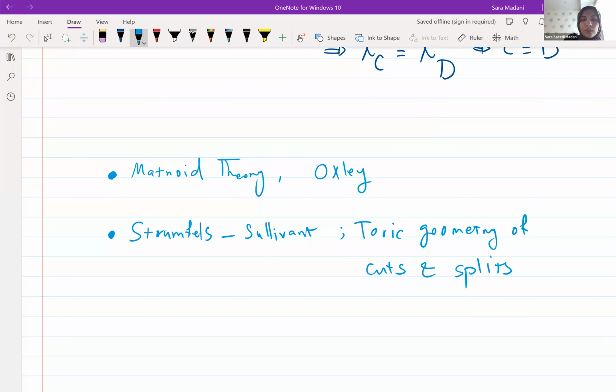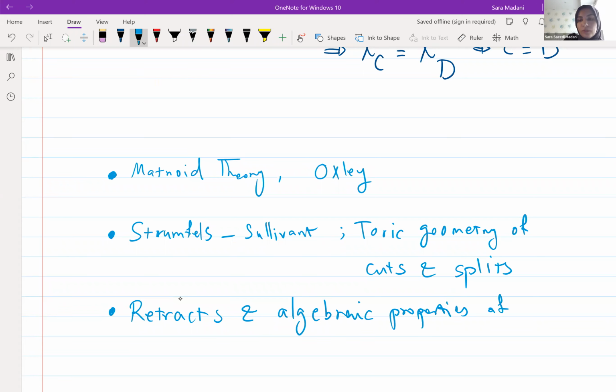This is one paper, somehow the motivation of our works. And then there are two papers by Tim Römer and myself. One has been published in the European Journal of Combinatorics. It is Retracts and algebraic properties of cut algebras.